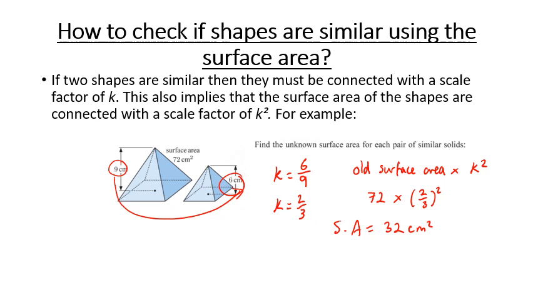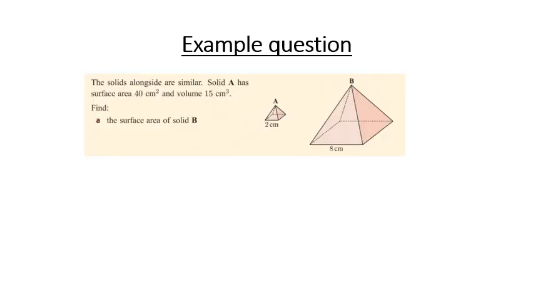our new surface area. So here's an example question where it says the solids alongside are similar. Solid A has a surface area of 40 centimeters squared. It has a volume of 15 centimeters cubed. We don't need to worry about that too much at the moment because we're just looking at surface area. It says find the surface area of solid B. Well, we can see here that we have a scale factor of 4, okay, because we're multiplying by 4 to get to our new side.